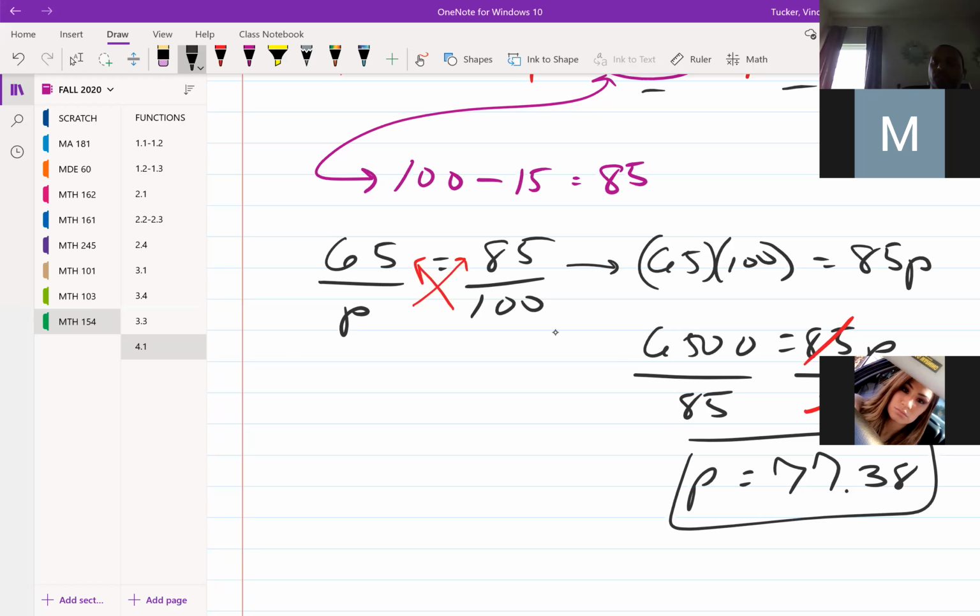Hold on, did I write this in wrong? 6,500 divided by 85. Oh, I must have written a different number in the bottom. It should be 76.47. Sorry about that.